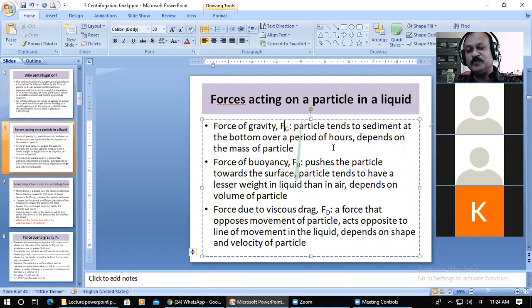Then there is another force which is called the force of buoyancy, and that is denoted by capital FB. Can you see that here on the screen? FB is the force of buoyancy. And what is buoyancy?